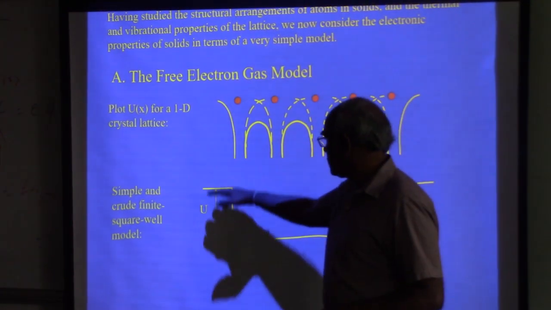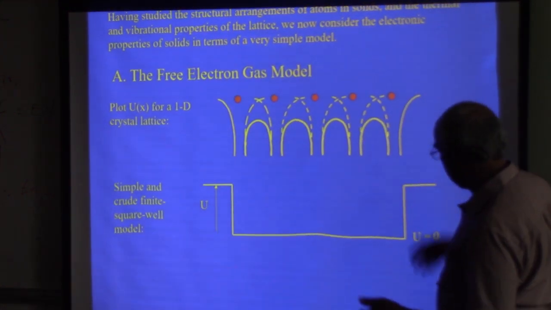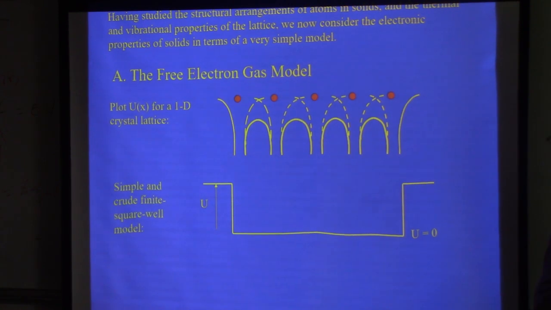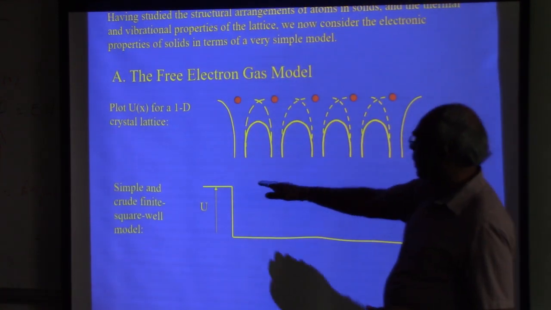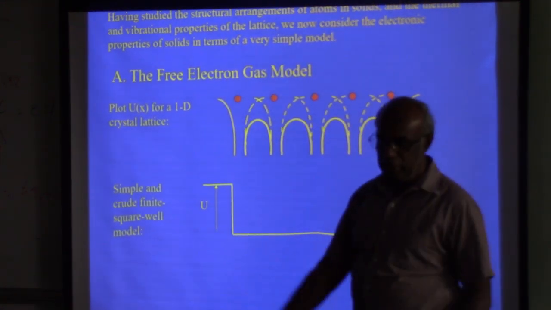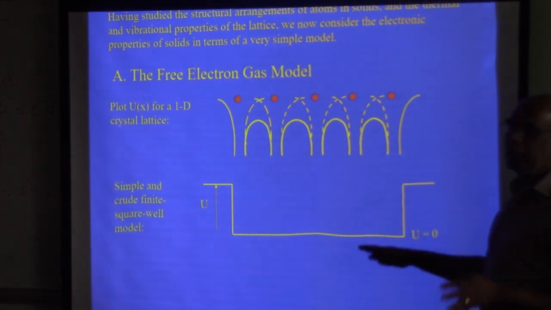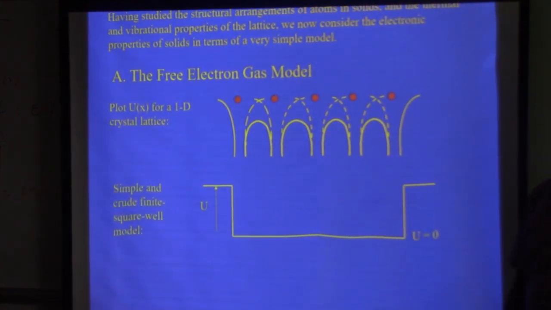So this is some potential with respect to your reference. Is that clear? So I take your potential as 0. So here outside, this is the metal you are talking about. Inside the metal, your potential is completely 0. This is the free electron gas model. So everybody knows how to solve this one, right?